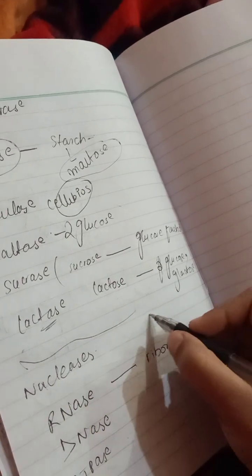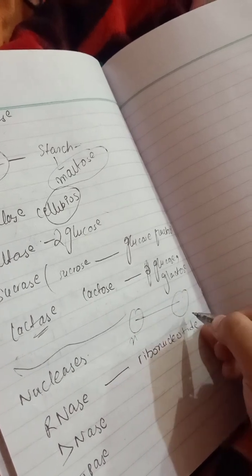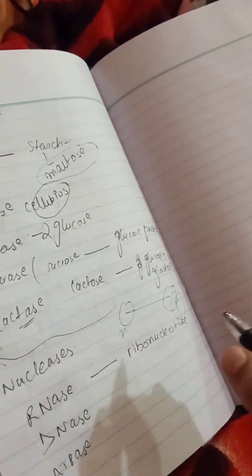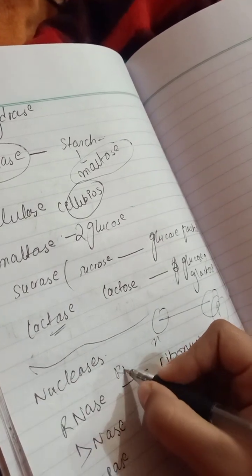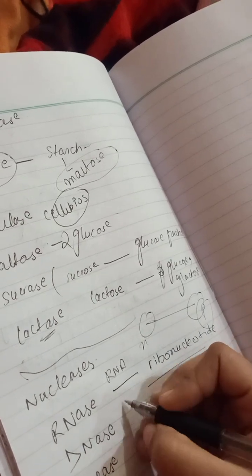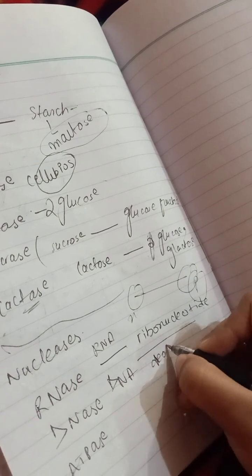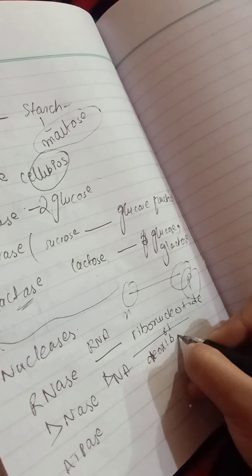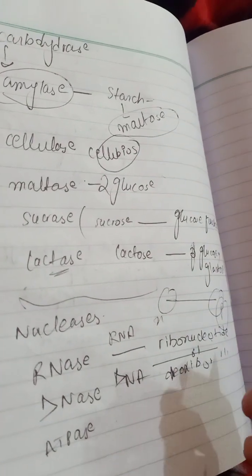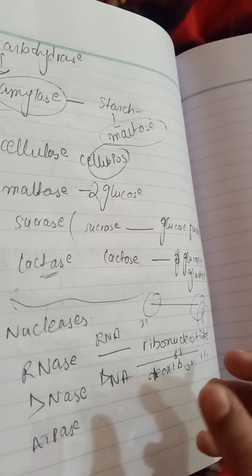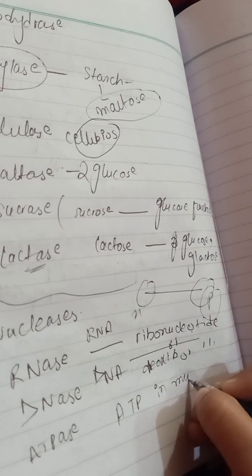As you all know, in nucleotides we are having a chain of carbon. On the first carbon we are having the nitrogenous base, and on the last carbon we are having the phosphate group, phosphoric acid, sorry. So this is the nucleotide. So RNA converts into ribonucleotide. Likewise, DNA will convert into deoxyribonucleotide. After that we are having ATPase, the enzyme that hydrolyzes ATP in muscles.